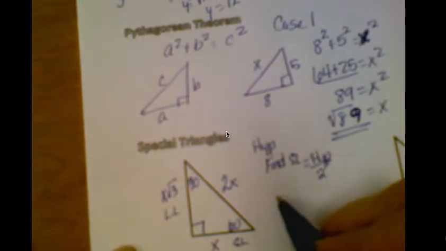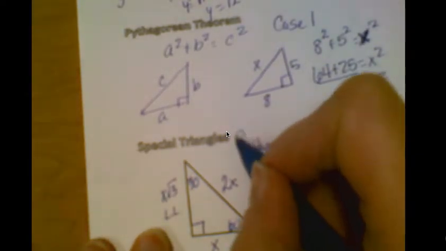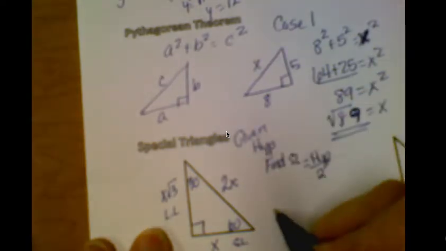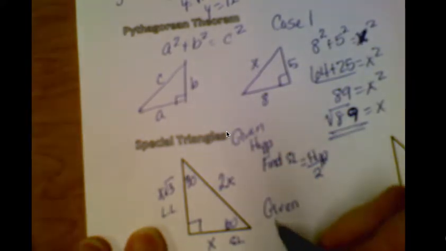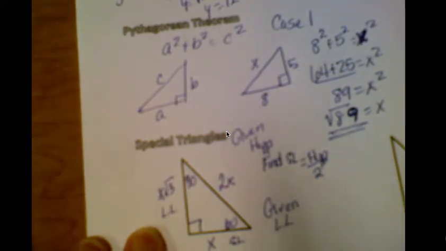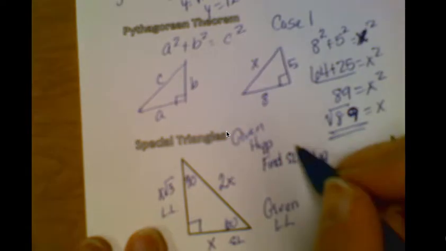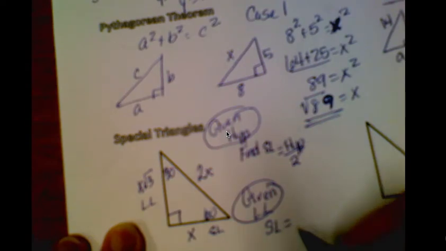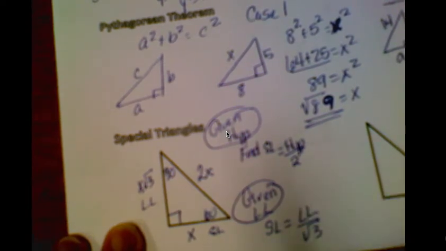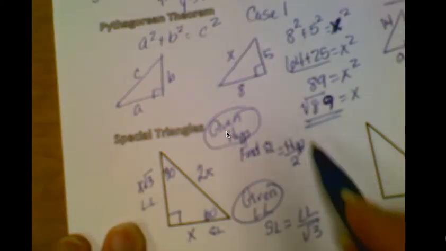Okay, if I'm given the long leg, I still need to find the short leg first. Given the long leg, the short leg is equal to the long leg divided by square root of 3. Okay, so you have to remember each of those things.